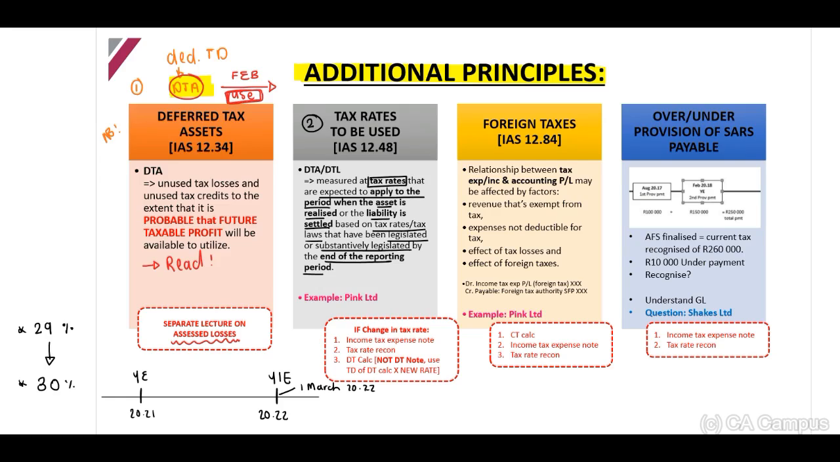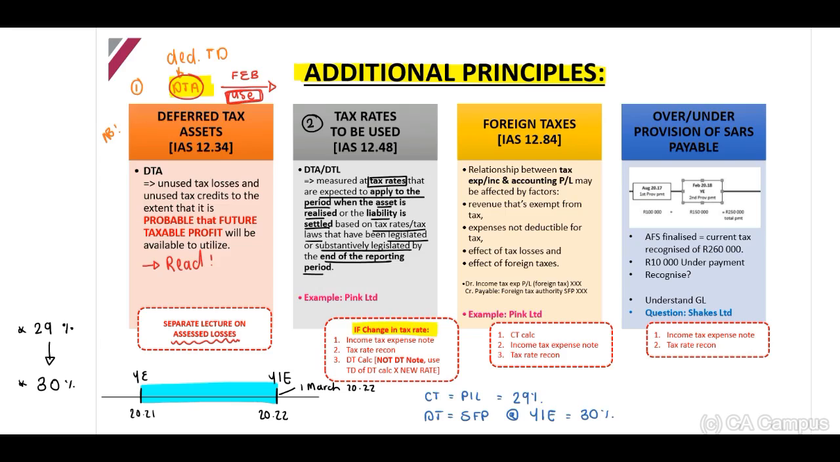Now, for this period, our current tax will be based on our profit and loss. Remember, your current tax is based on profit and loss, therefore this is for a period. We use our 29%. But our deferred tax will be based on our statement of financial position, and this is at year end. Therefore, we need to ensure that our balance will be based on our 30%, the new rate at year end.